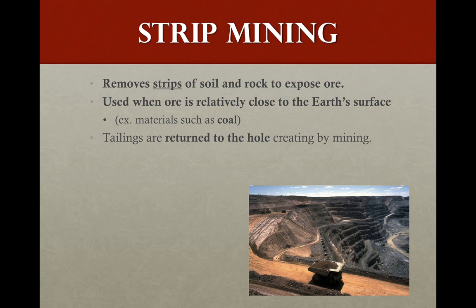And what happens with strip mining is the tailings, which remember are waste, are returned to the hole after mining is over. So if you're looking at the picture on the bottom of the screen, after they finish getting everything out of that mine, they would just put all of their waste back inside and cover it up like nothing ever happened.